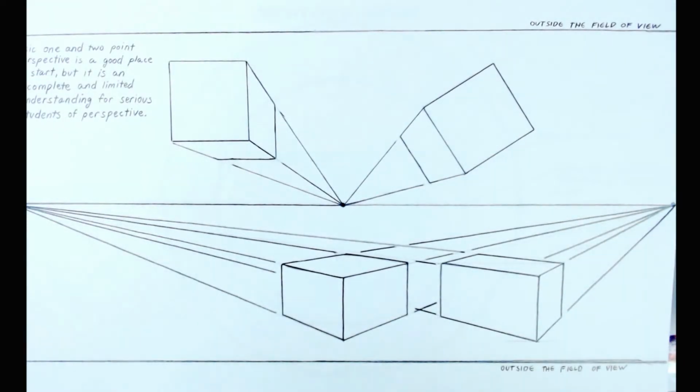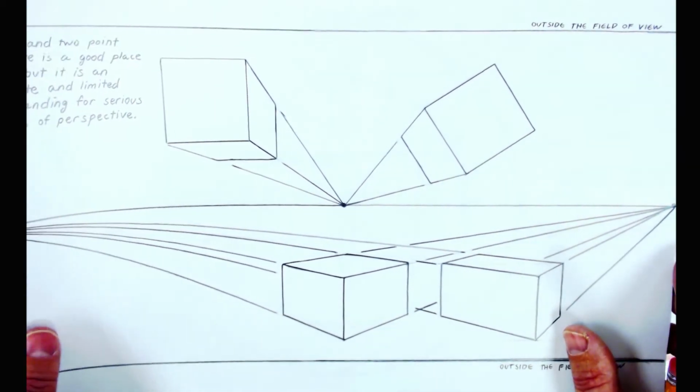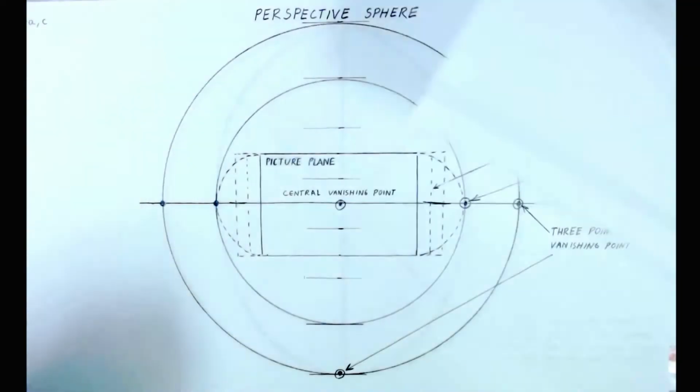Now, once again, the 1-point perspective and the 2-point perspective that we've learned so far are going to do it for you. That's going to get you through 95% of the things that you'd want to do. And that's fine. Those are very, very valuable. But if you're ready, let's take it a little bit further.